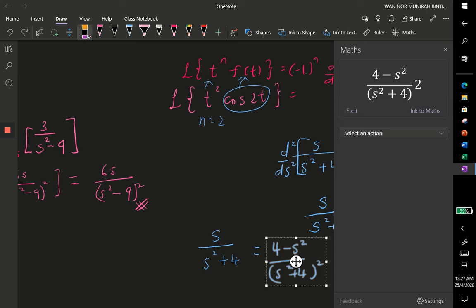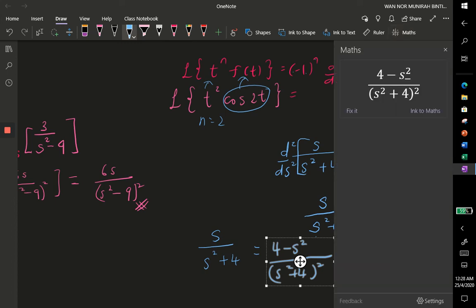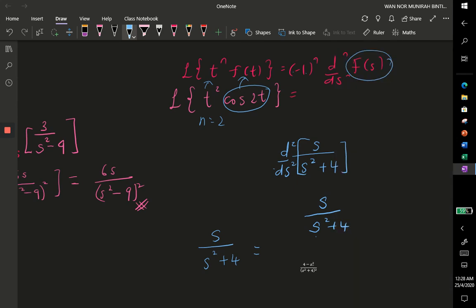Okay, so I just leave this one for you. Probably you can do it. Please practice how to differentiate this one. Don't do like what I do. So this one is just for our discussion only. So you just differentiate once again the solution just now. Okay, so that is our last solution here.